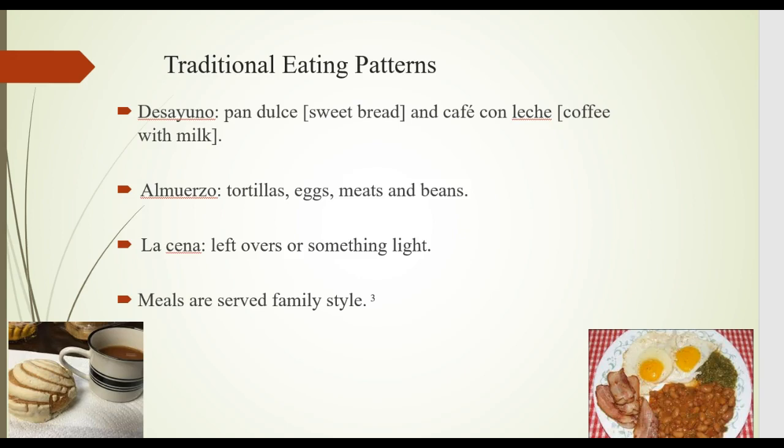And la cena or dinner is usually leftovers from lunch or leftovers from the night before. It's usually something very light. It is the lightest meal of the day.